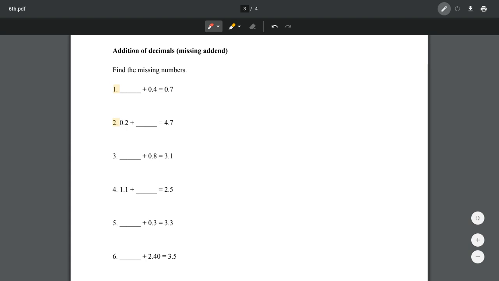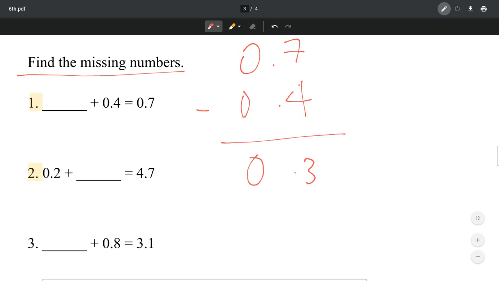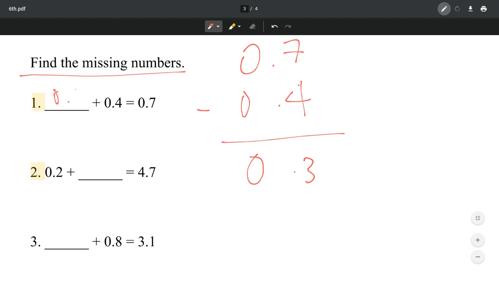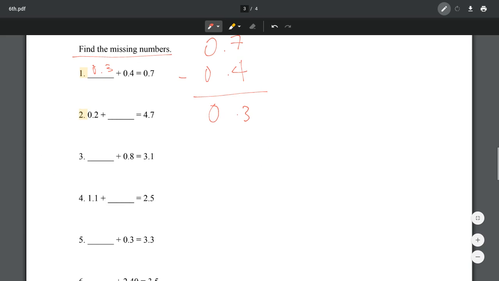For number 1, we're asked to find the missing numbers. How do you find the missing numbers? Well, we're going to use subtraction. So we do 0.7 minus 0.4. Always align it. And then 7 minus 4, that's 3. That's 0.3.